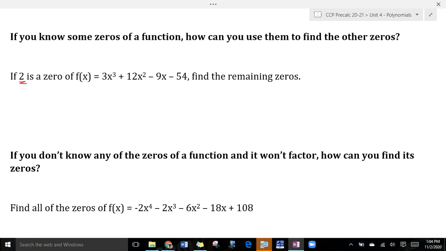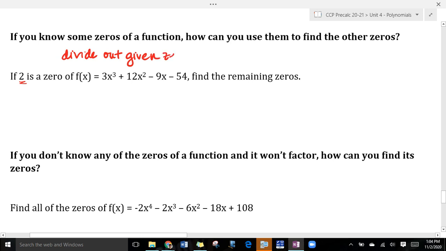So how can we use what we know to find the others? This is where synthetic or long division comes into play. If I give you a specific zero, I would like you to divide out the given zero of the function and then solve what's left, which will probably involve some factoring and then some setting equal to 0 to solve.